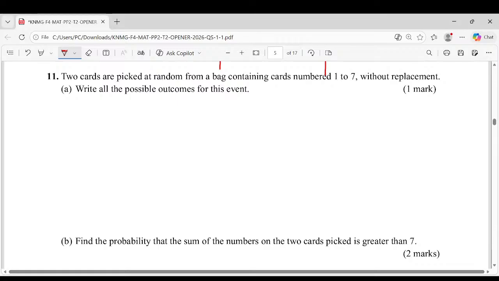Two cards are picked at random from a bag containing cards numbered 1 to 7 without replacement. Write down all the possible outcomes for this event. So the best way of doing it, let me have this as 1, 2, 3, 4, 5, 6, and 7. You can have this as 1, 2, 3, 4, 5, 6, and 7. This is what is called a probability space.